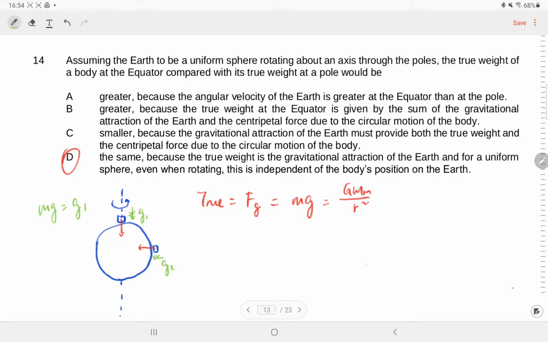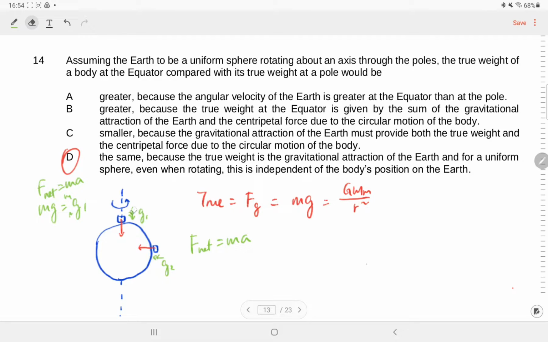This g is an apparent g. So it turns out that at the pole the apparent gravitational acceleration is equal to the real g. Forgot the m. So this net force equals ma equation. What about at the equator? At the equator you have F net equals ma. But here, maybe I shouldn't call it g.